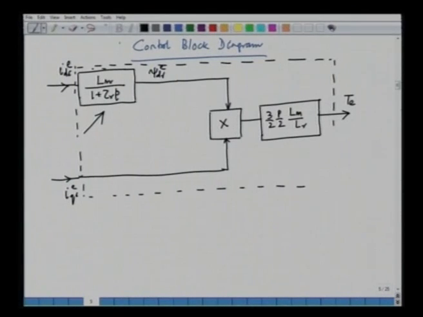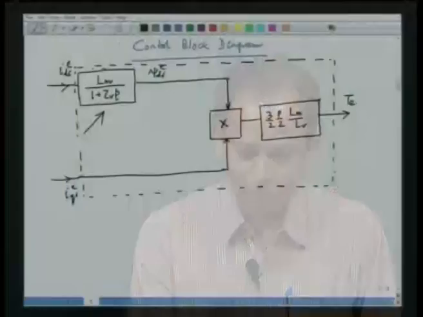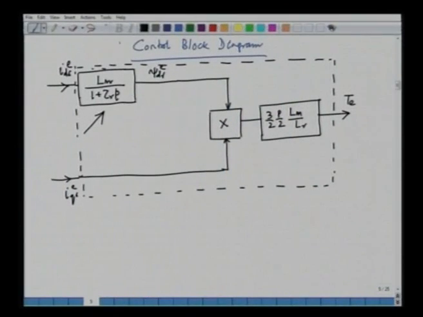So, this dashed enclosure is within the machine. We cannot do anything inside the machine. The machine is running, and it is the behavior of the machine that if you change the flux component of current, the torque will be delayed. So, what we do here, we can add something here, of course. We can add something before this, so that the delay can be cancelled, and we will see how we do that.